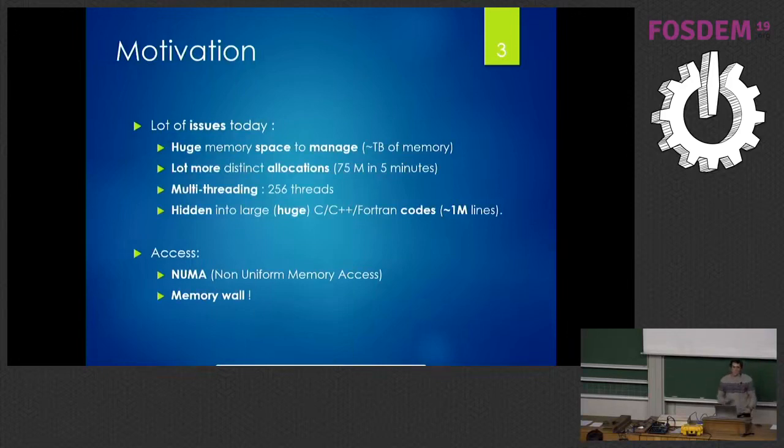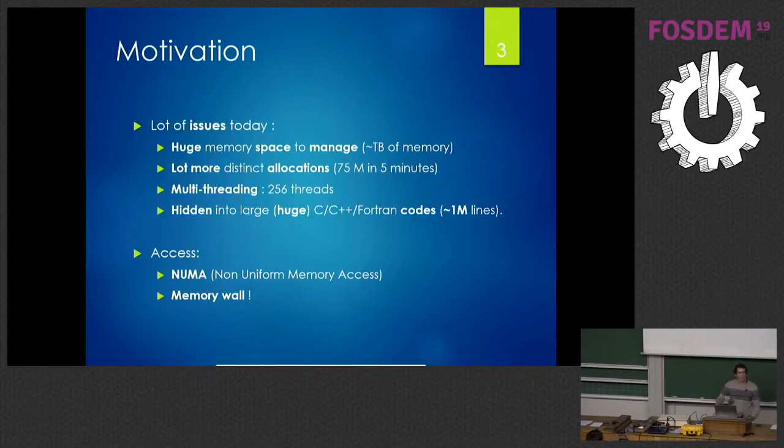The motivation is that today, mostly in HPC, we have a really huge space of memory to manage. We can find today some servers with roughly terabytes of memory. It's really huge to handle in the operating system. There are some issues for performance. We have a lot more distinct allocations to allocate all those objects in this big space. For example, during my PhD, I was working on an application making 75 million allocations in 5 minutes. So when you develop a malloc under this, it is a little bit challenging.